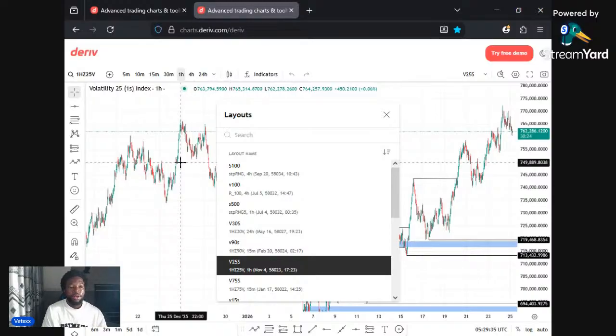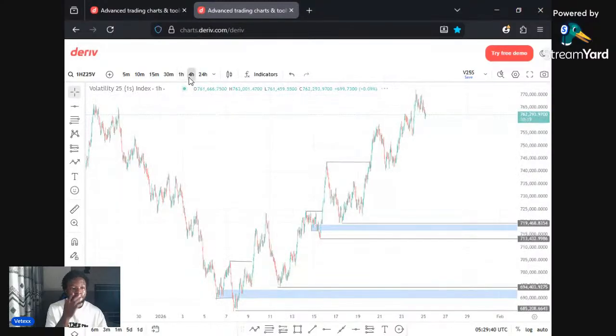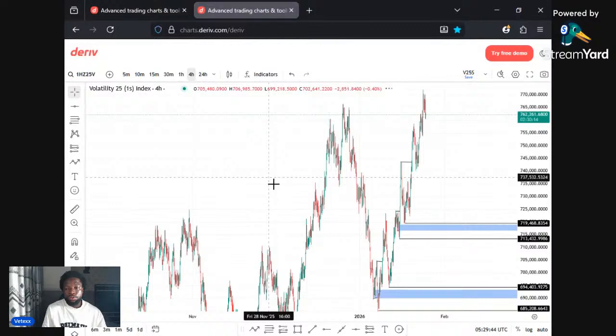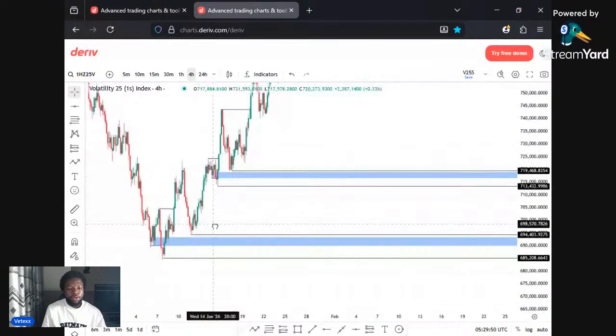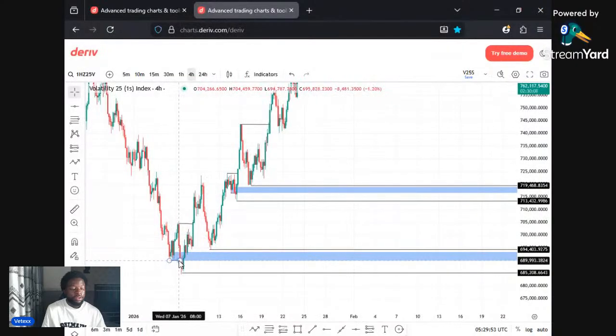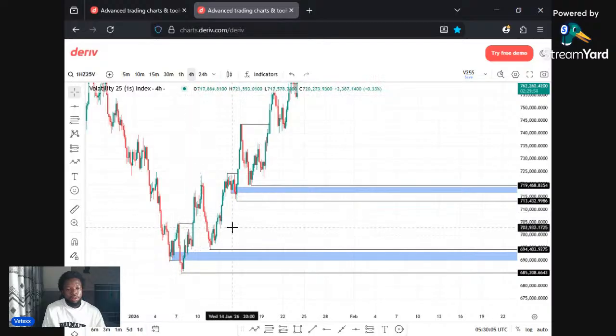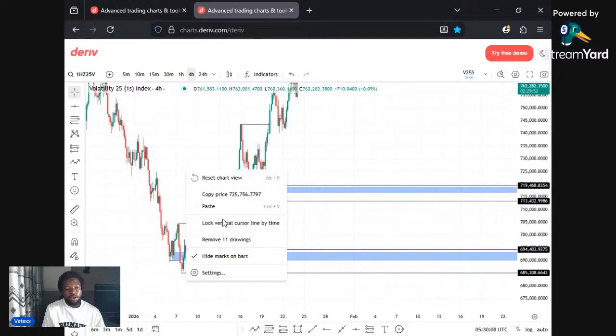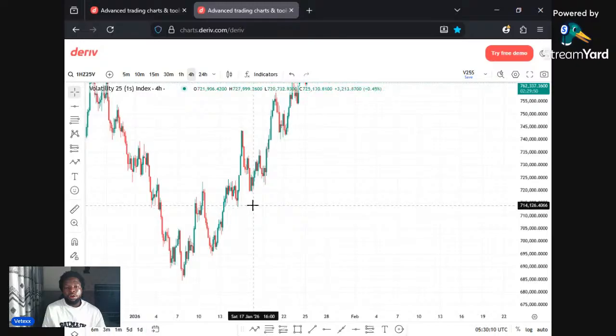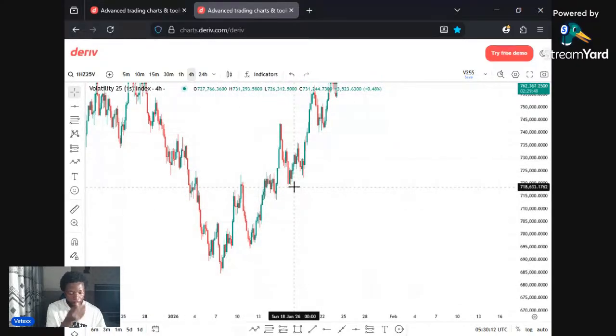So on volatility 25 1s, we have a continuation structure we've been anticipating for the past days. Now if you can see clearly, we have our rule number one, which is sweep of liquidity. This has been marked down quite some time. We have our rule number two, which is structural liquidity. Now let me unmark all of this and then remark it again.